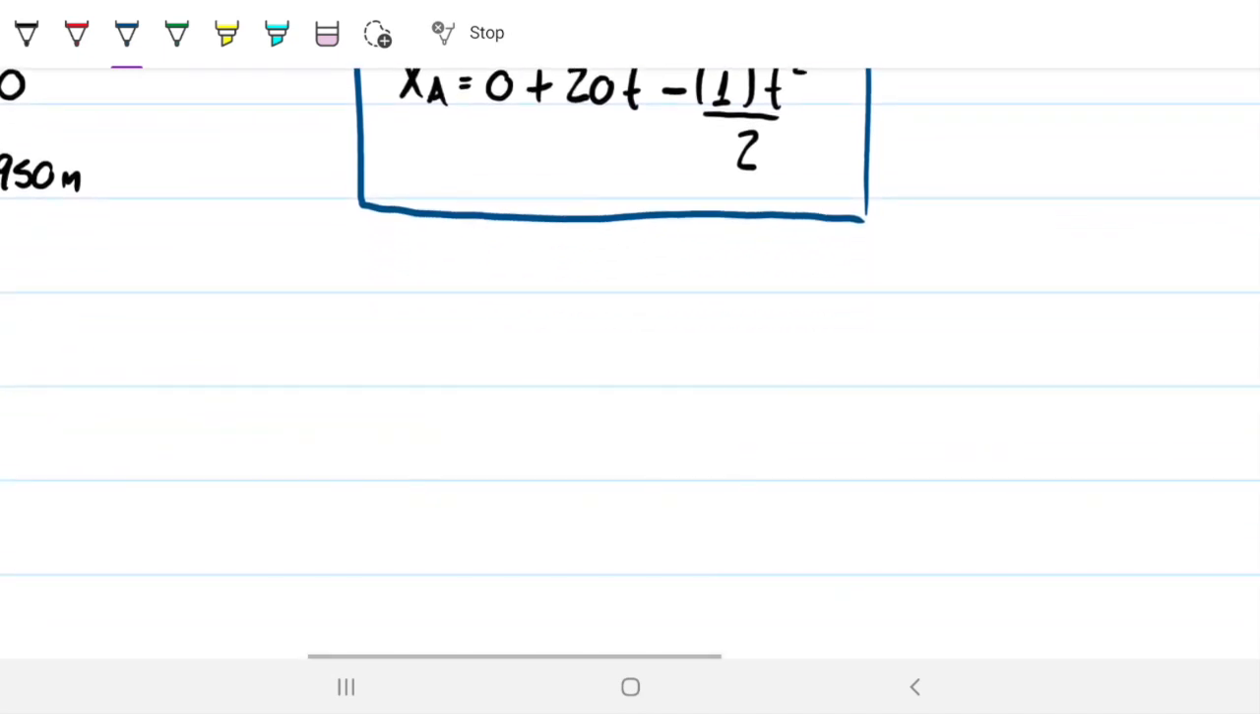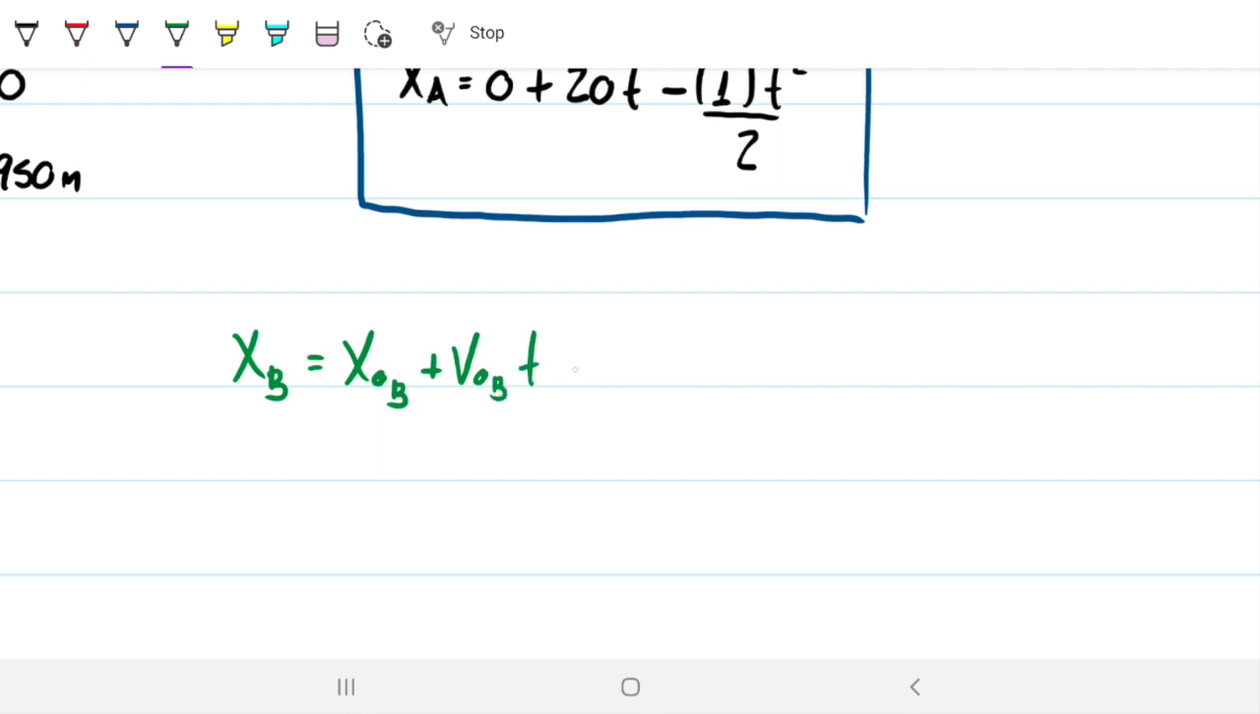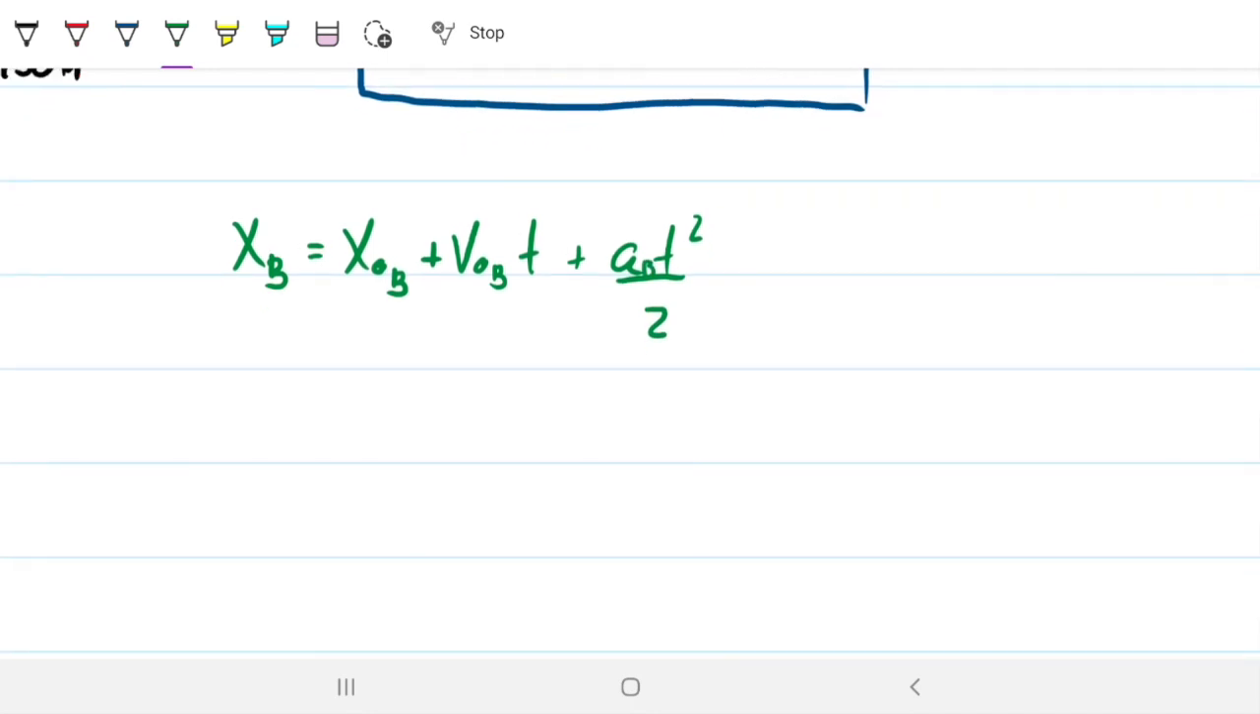And we can do the same thing for B, right? So the position for B, we can skip the steps from before and go straight into this. Plus v naught b t plus a t squared over 2. Okay, and then we can sub in things for B. For B, in this case, my x naught is going to be 950 meters. This guy here is minus 40 meters per second. And my acceleration, this guy here, is positive 1 meters per second squared, right?